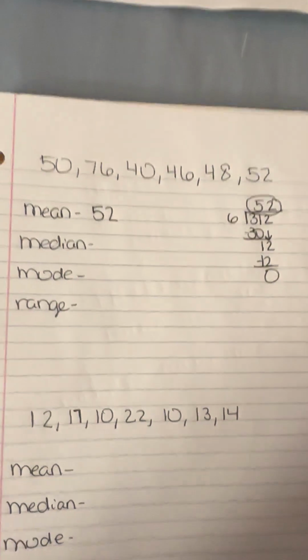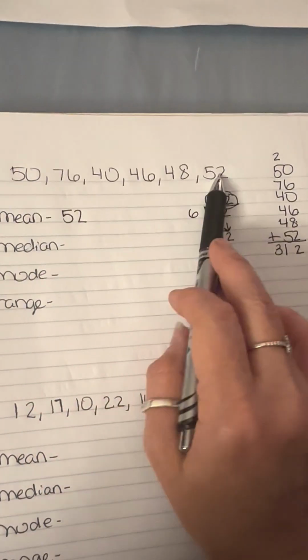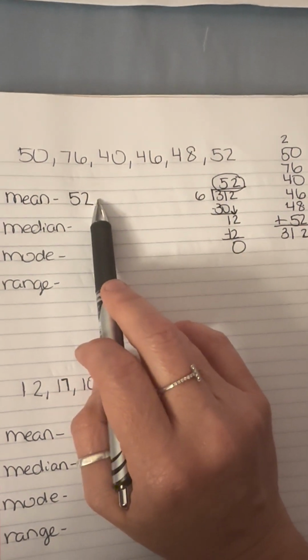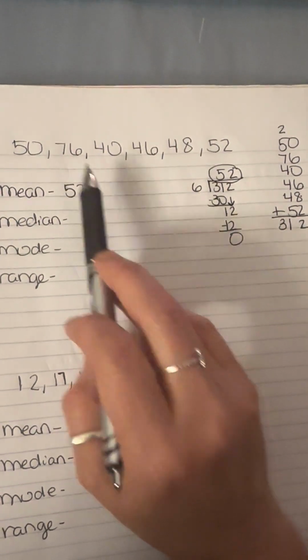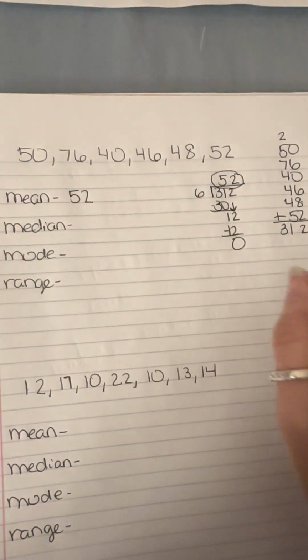Now your mean or your average may not be one of the digits in your original data set. It could be a fraction. It could be a decimal. It doesn't have to be a whole number, even if your data set is whole numbers. So keep that in mind.